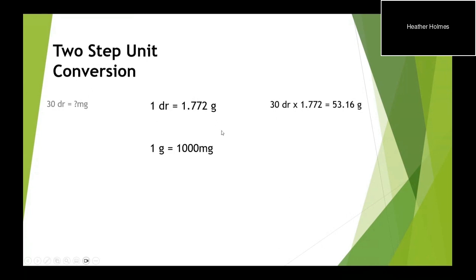And again, we'll use the data table, and we know for 1 gram, there's 1,000 milligrams. So since we know we have 53.16 grams, how many milligrams is that? We would just treat this one again as a multiplication. So it would be the 53.16, and we'd multiply it by 1,000. So your final answer for milligrams would be 53,160 milligrams.